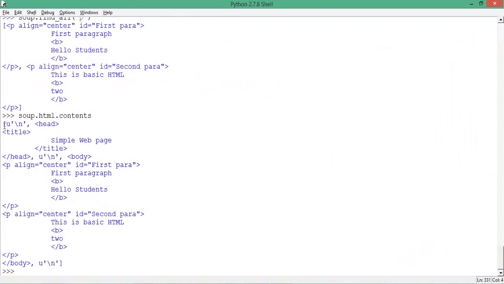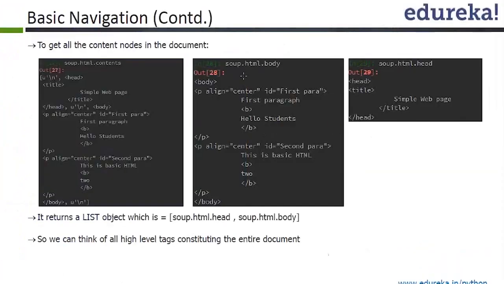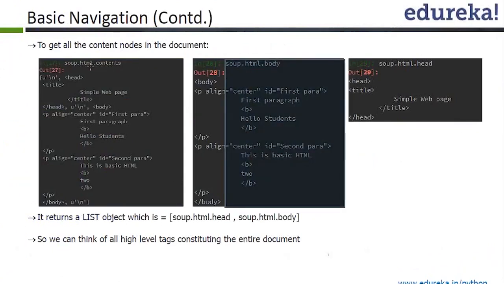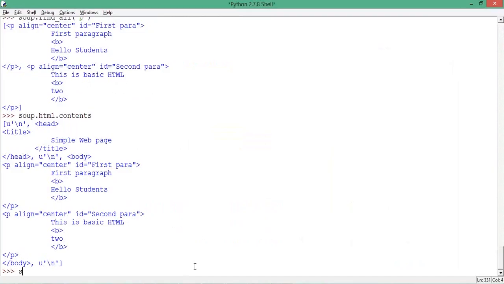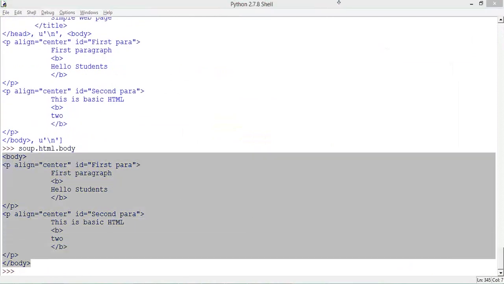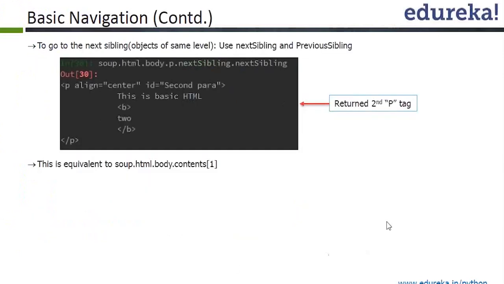See, it's coming all as a list from here to here. Okay. But if you just look at this, it is html.body, right? soup.html.contents is a list, okay? And soup.html.body, when you do that, just let me show you that as well. Here you see, it's not coming as a list. So that's about navigation.